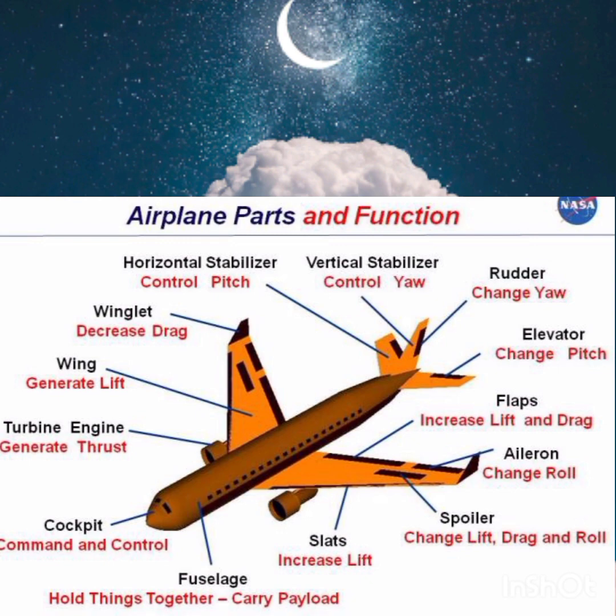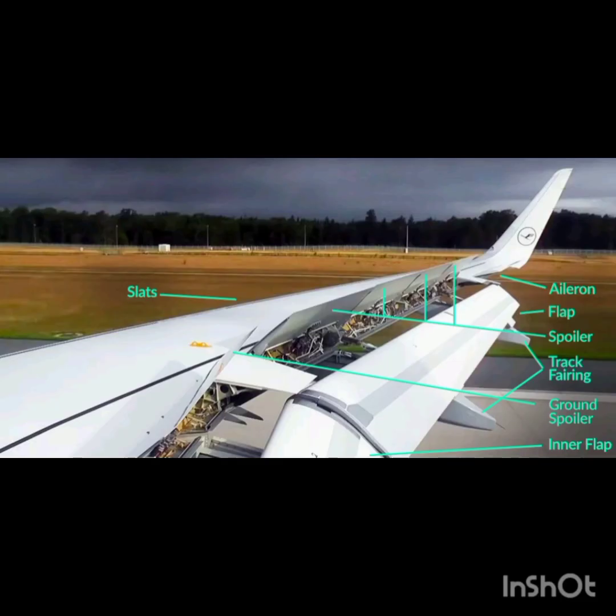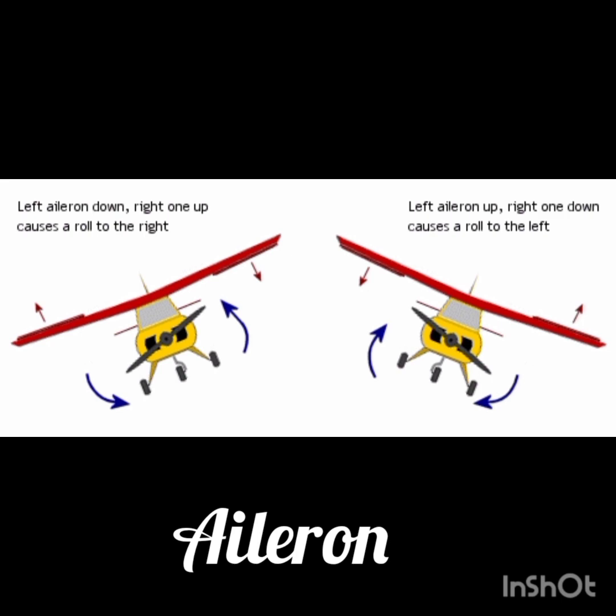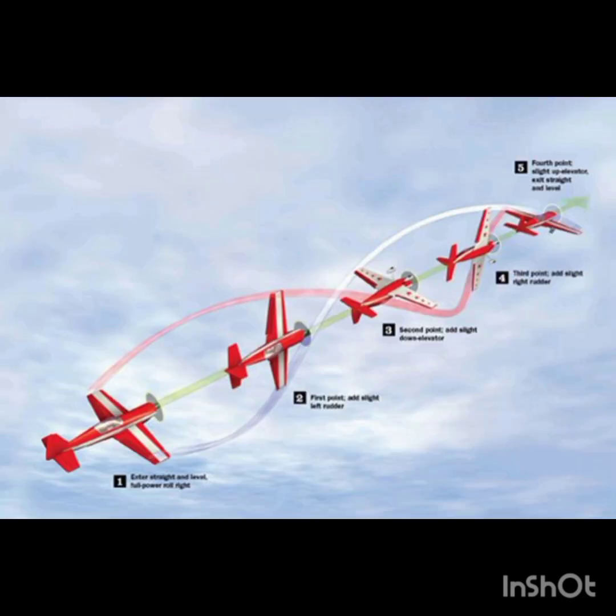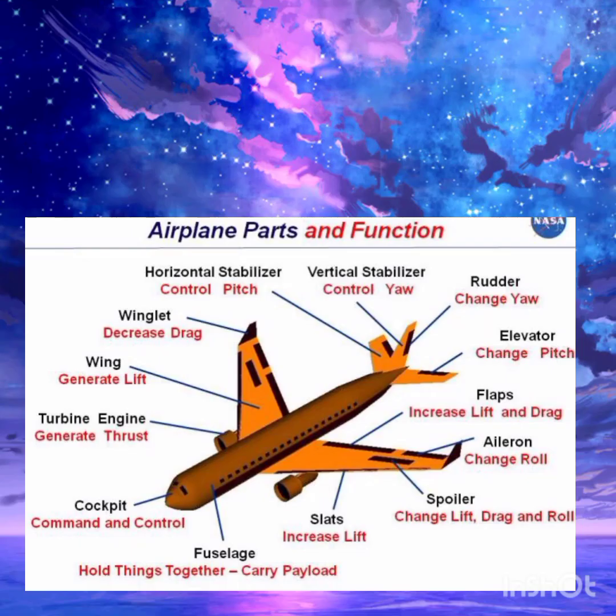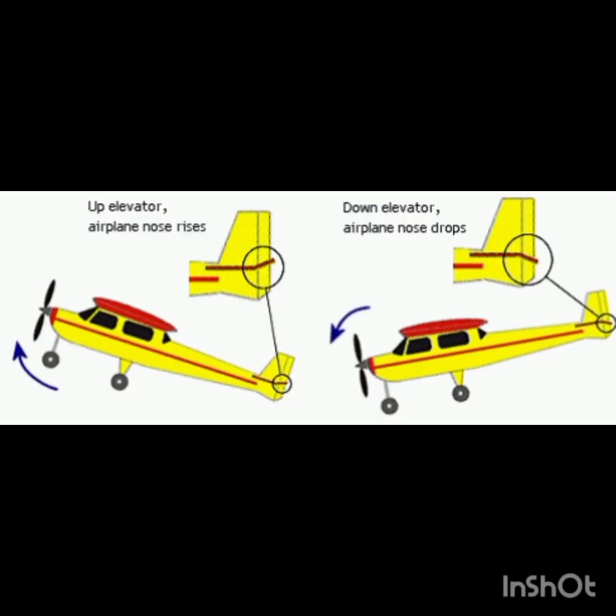Ailerons. Ailerons are located on both sides of the wings. Ailerons roll the plane's wings up to 360 degrees, and due to this the plane can change its direction. Elevators are the flight control surfaces present at the rear of the aircraft. When the elevator of the plane rises, the nose of the plane also rises and vice versa.